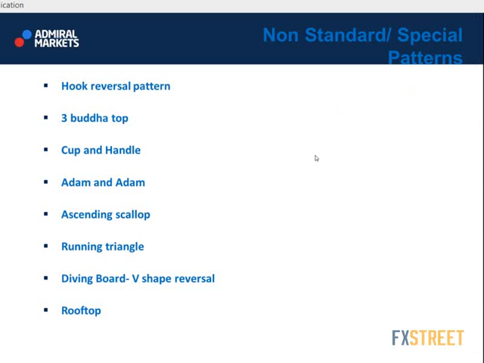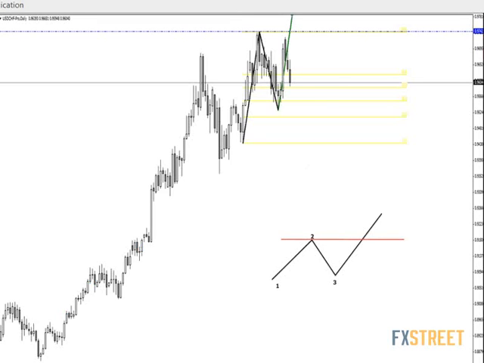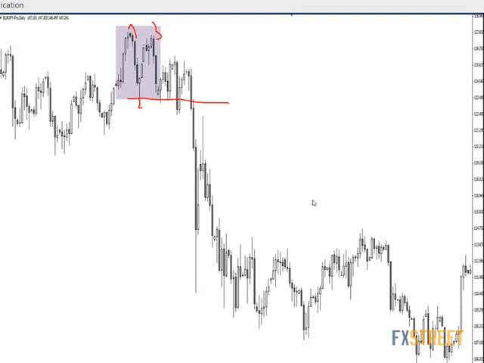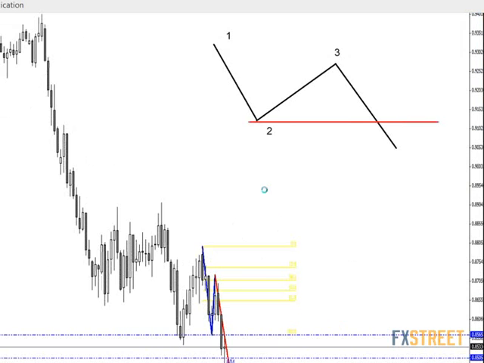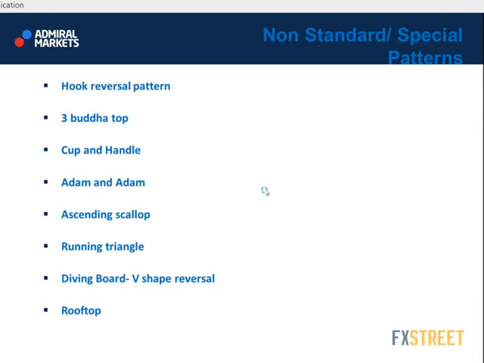Inverse N and N. Now, those were definitely those standard patterns which we like and we should love to trade because they are good. Especially 1, 2, 3s, Ws, head and shoulders, inverse head and shoulders, even triangles. Now, I will show you non-standard or special patterns, which many traders definitely don't know exist. Those are hook reversal patterns.